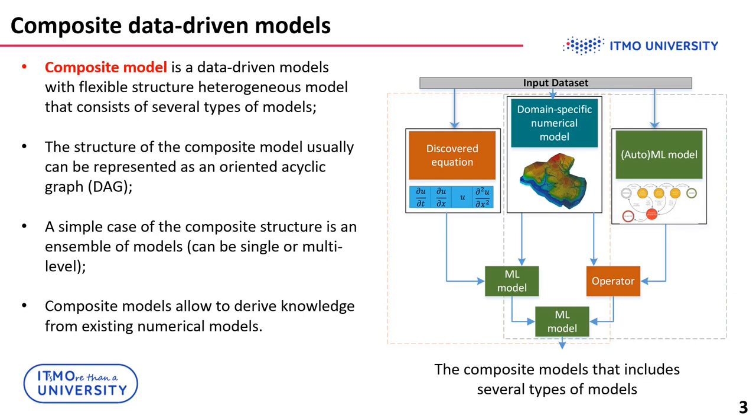As can be seen, the composite model can consist of equation-based models, numerical models that are specific for some domain area, and some other models, for example, machine learning models, automated machine learning models, and other variants. The structure of composite models can usually be represented as a directed acyclic graph, and some simple cases of composite model structures can represent a simple ensemble of models with a single level or several levels.